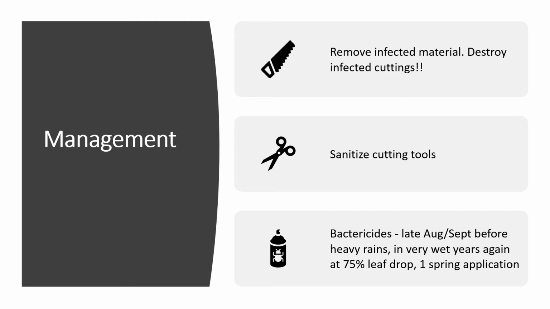Second step in managing bacterial blight would be the application of bactericides. I'm not going to go into specific products now. Those can be found in OMAFRA Publication 360E, the Crop Protection Guide for Tree Nuts. Those change frequently, so I won't mention them here.